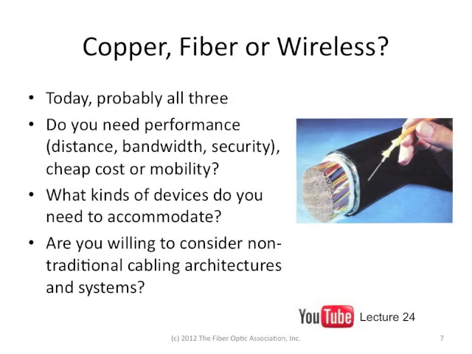Today, when somebody asks, do we use copper, fiber, or wireless? We usually answer yes, because you're probably going to use all three. If you need distance, bandwidth, and security, you're going to probably use fiber. If you need cheap cost, copper. If you need mobility, you'll use wireless. You need to know what kinds of devices you need to accommodate on your network in order to plan for the media that you will be using in that part of the network.